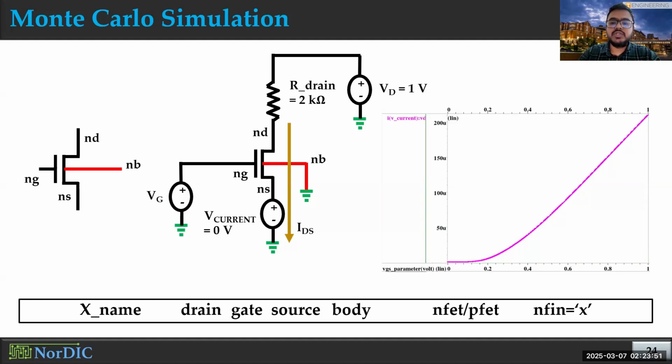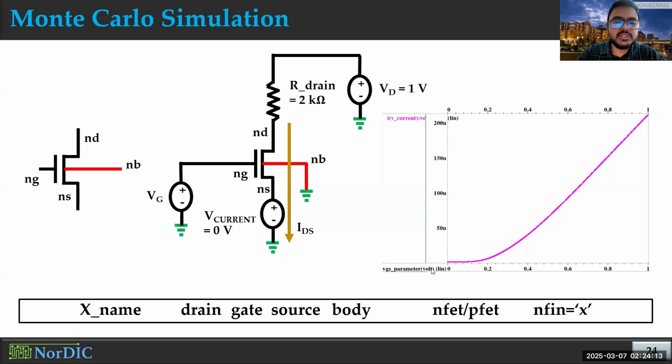What we do here, instead of using one nominal condition, is use a distribution for different parameters. And then when we run the Monte Carlo simulation, it takes one random value from the distribution every time, runs the same analysis, and gives you different sets of results.